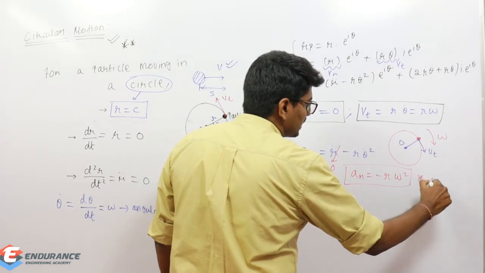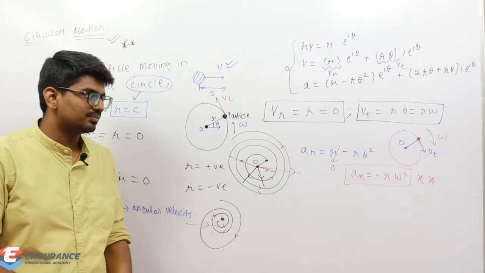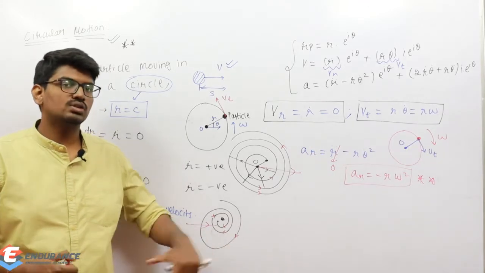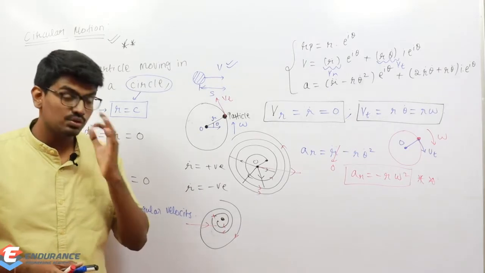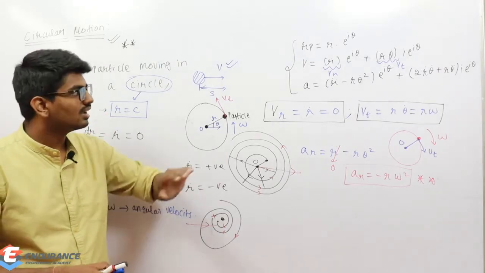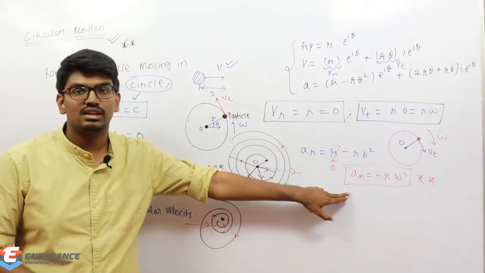Regarding this term, minus r omega square, there is a name for it and what it signifies; all those things you will see a bit later. And one point to note here: for a pure circular motion, radial velocity becomes 0, but still radial acceleration is there.